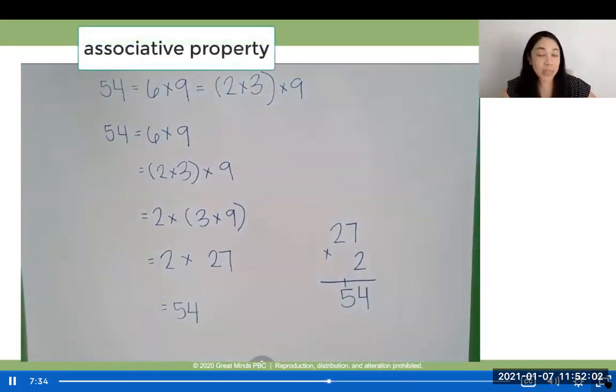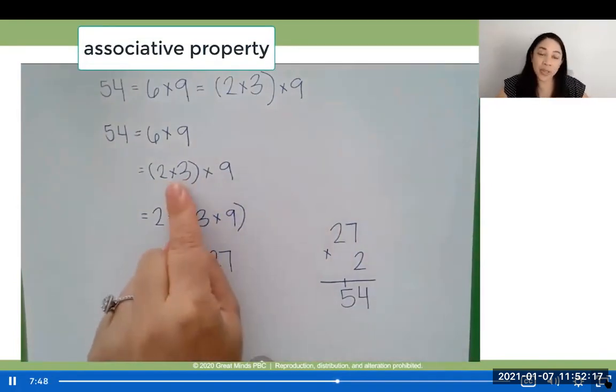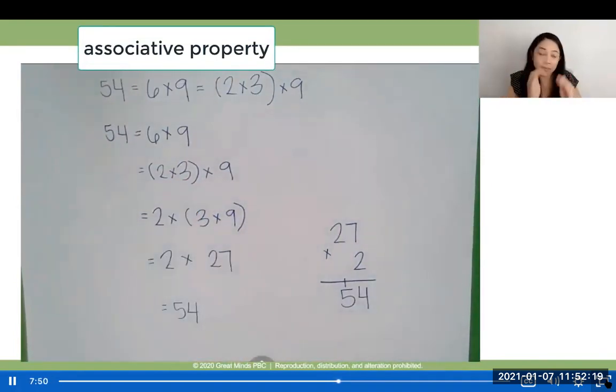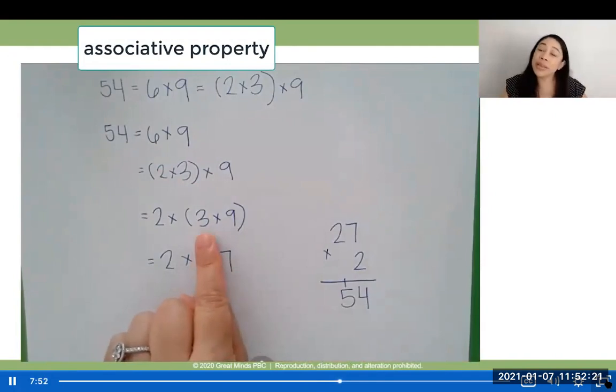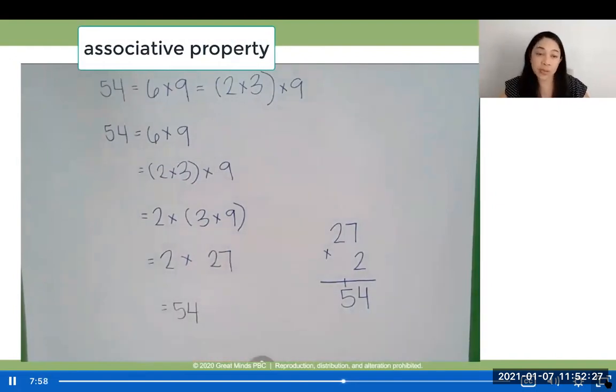We used associative property to show that 2 and 3 are factors of 54. Go ahead and whisper that word phrase with me. Associative property. Here we can see 2 and 3 are associated or grouped together, and then here 3 is associated or grouped with 9. We use associative property to show that both 2 and 3 are factors of 54.